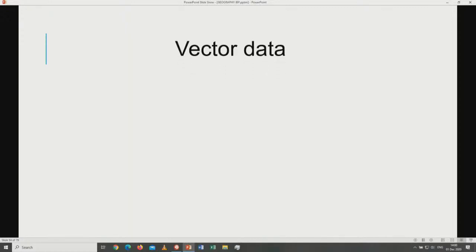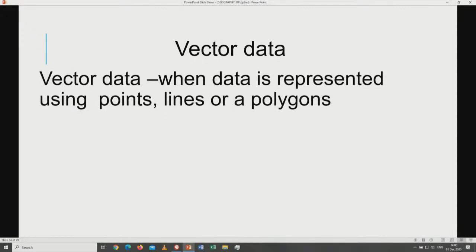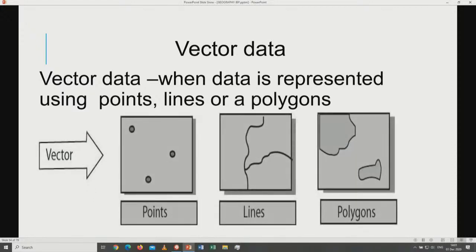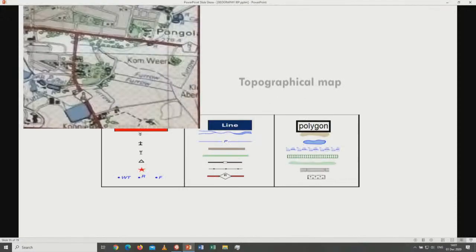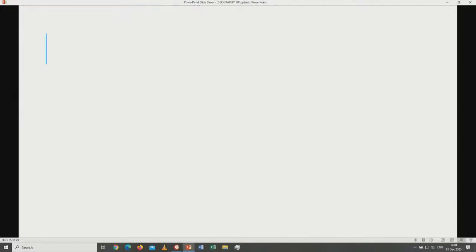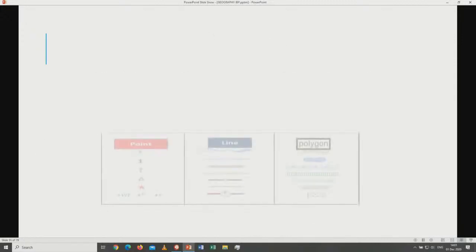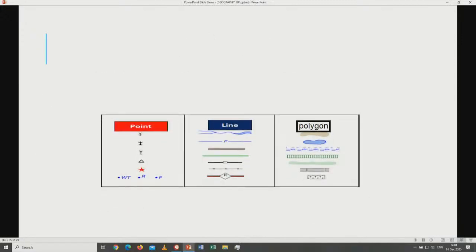Now let's look at vector data. When data is represented using points, lines, and polygons, that is vector data. There is an example. These are points, lines, and polygons. These are points, for example your windmill, your monument, your water tower, your trigonometric stations, your reservoirs.